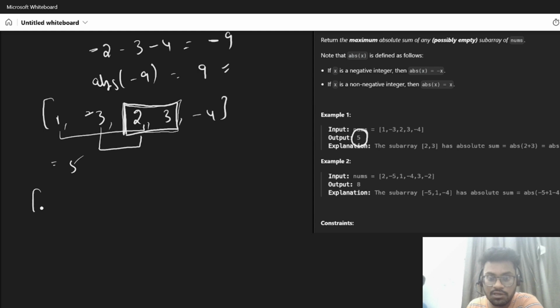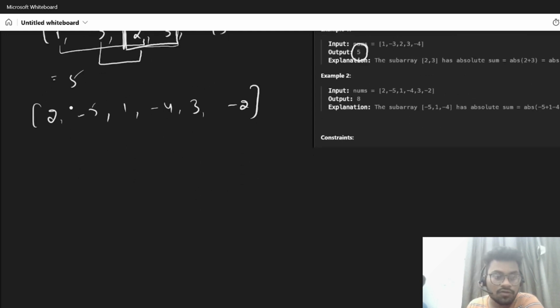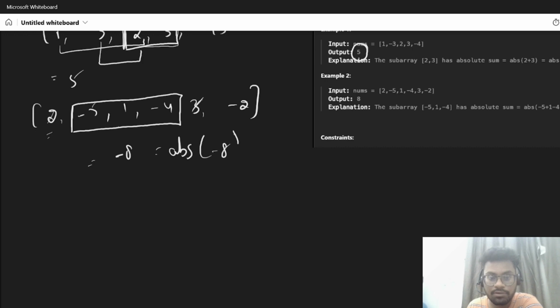Suppose you take another case, 2, 5, 1, minus 4, 3, 2. Whatever the subarray sum, if you take this subarray, that gives us the maximum result, because if you add the negative values to the positive numbers, the sum will decrease. So that's why we don't take this and this. If you take this subarray sum, that is minus 8, we take the absolute number, which is 8. So this will be the maximum absolute subarray sum.